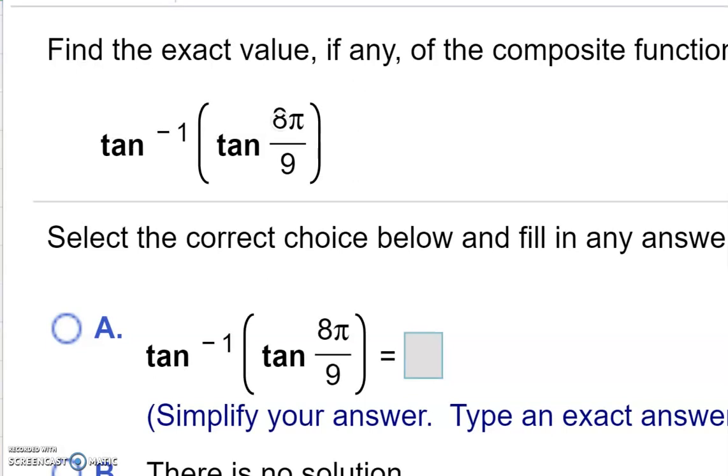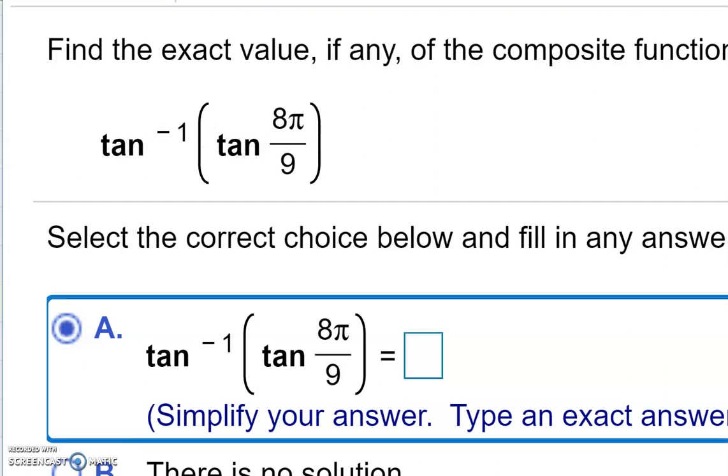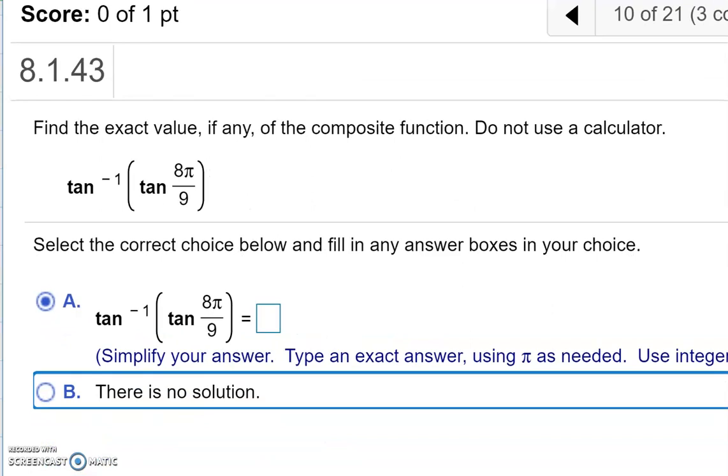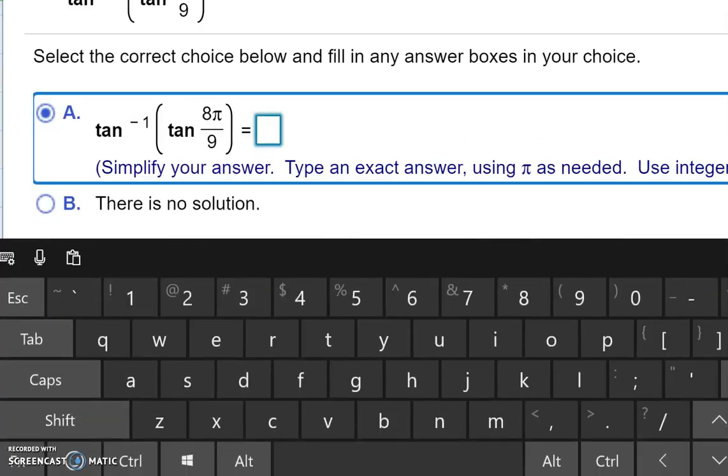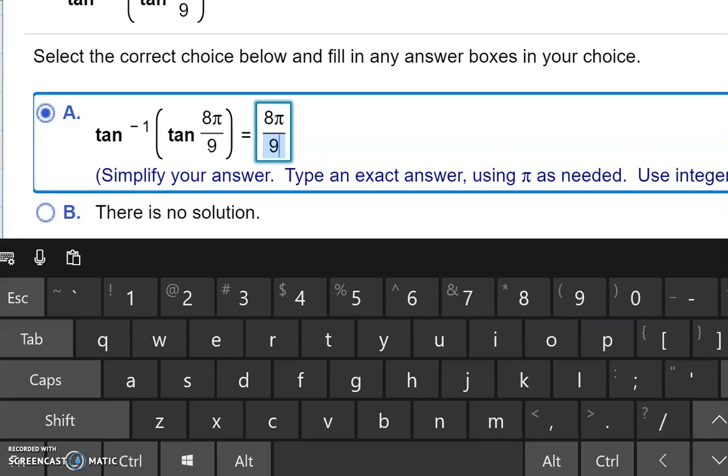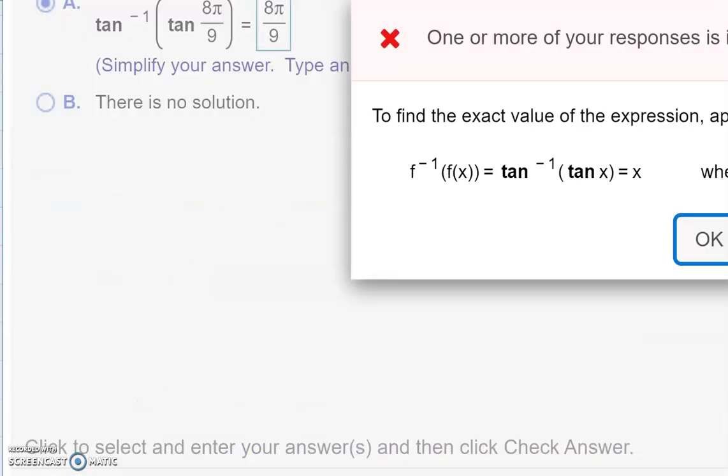Now, since tangent inverse and tangent are inverses of one another, or opposites of one another, they essentially cancel. And normally our result would simply be the value that's left behind. So let's go ahead and try that. 8 pi over 9. And this is kind of interesting because 8 pi over 9 is not even a value that we commonly recognize inside the unit circle.